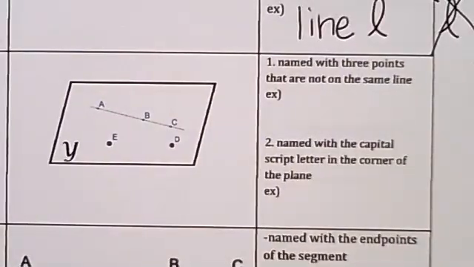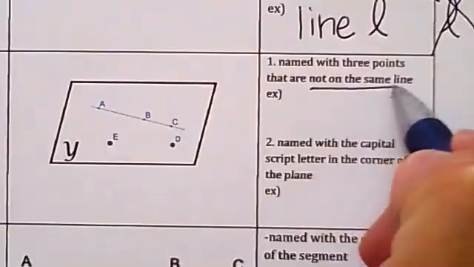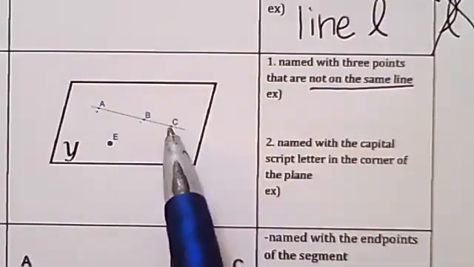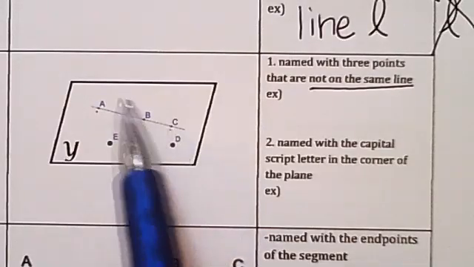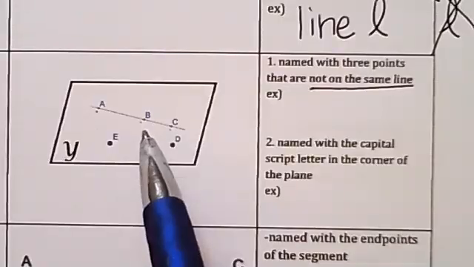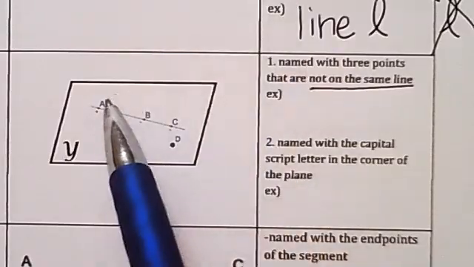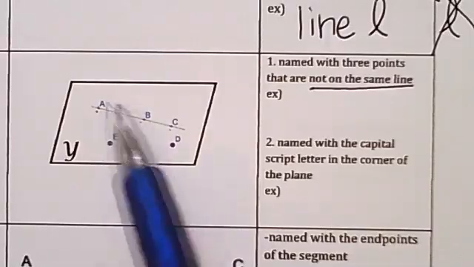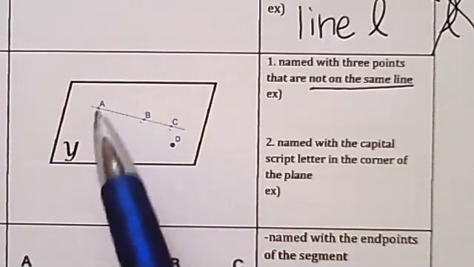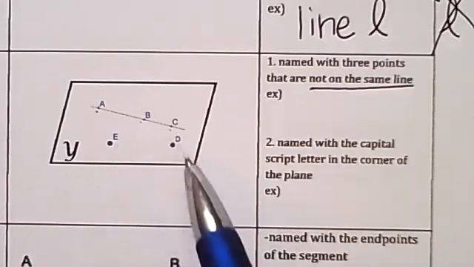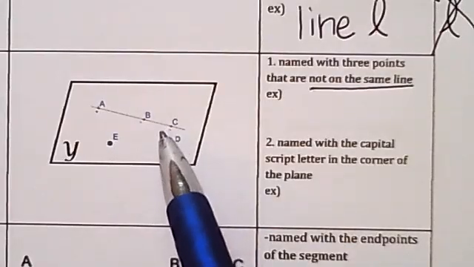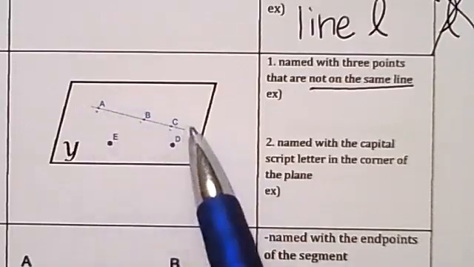So to name a plane, there are two ways that we can name a plane. The first way is we can name it with 3 points that are on the plane, but they cannot be on the same line. See how A, B, and C are on the same line? I couldn't name this plane A, B, C, because those are on the same line. I have to choose 3 that are not on the same line. So I could call it plane A, B, E. Two of them could be on the same line. Or I could call it A, E, D. It's another way. So there's a lot of ways to name this plane with 3 letters, but you just can't choose A, B, C together.